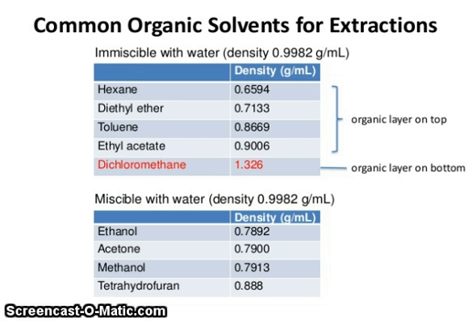Now, common organic solvents for extraction. Immiscible with water, density 0.9982 gram per ml. Hexane, density 0.6594, diethyl ether 0.7133, toluene 0.86669, organic layer on top, and ethyl acetate 0.9006, dichloromethane 1.326, organic layer on bottom. Miscible with water: ethanol 0.7892, acetone 0.7900, methanol 0.7913, tetrahydrofuran 0.888.